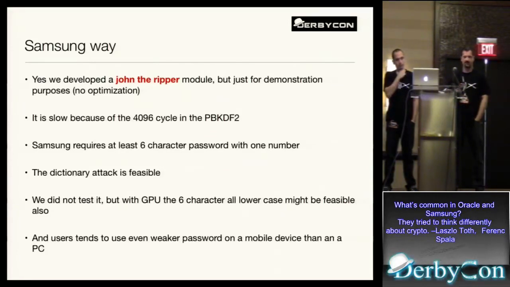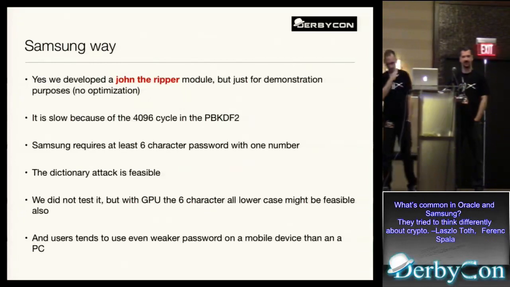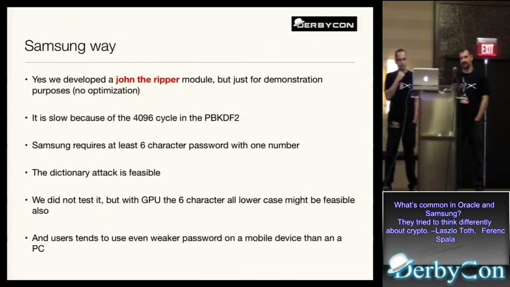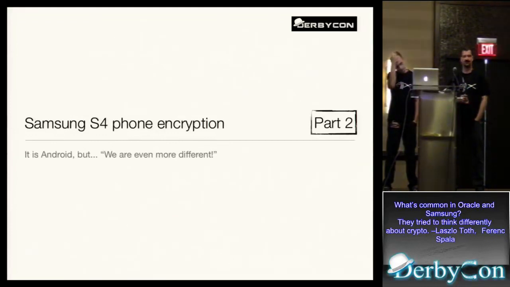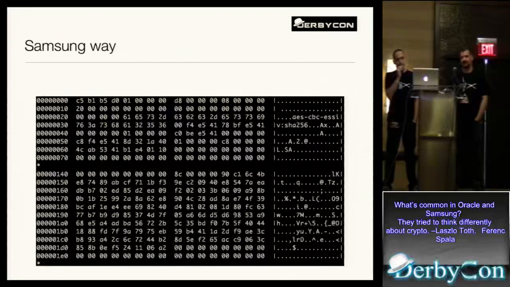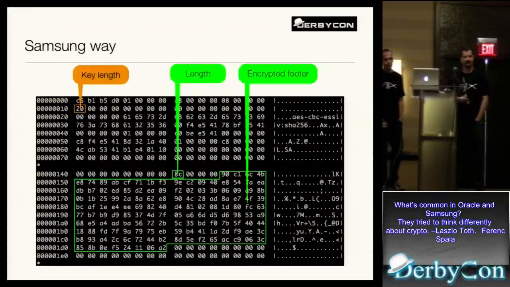The moral of the story is that the weakest link is always the user, even weaker when it comes to a mobile device. Just try to type in a strong password into a mobile device, like dancing tango with tight feet. And this method doesn't work on S4, because with S4, Samsung went further. The key storage changed. We have the same key lengths, but we have an encrypted footer here.